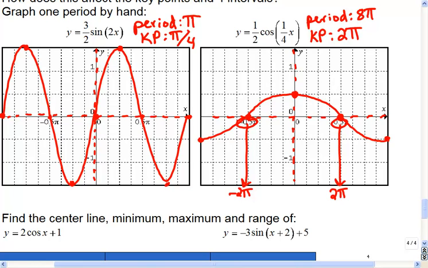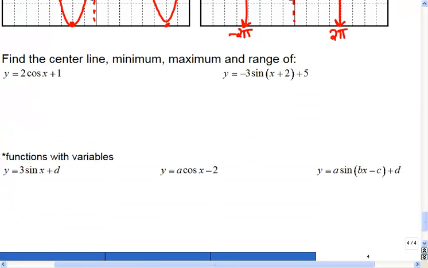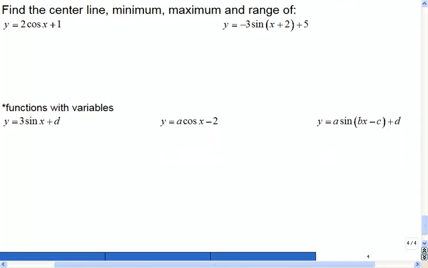Okay. So now hopefully the pieces are starting to connect and make a bit more sense. Sometimes we're asked questions about those graphs that don't actually have a graph. So let's see if we can handle doing some stuff here and come up with the center line, minimum, maximum, and range of the graph. They're all connected. So can anyone tell me the center line for the first graph? Yeah, it's going to be at y equals 1.